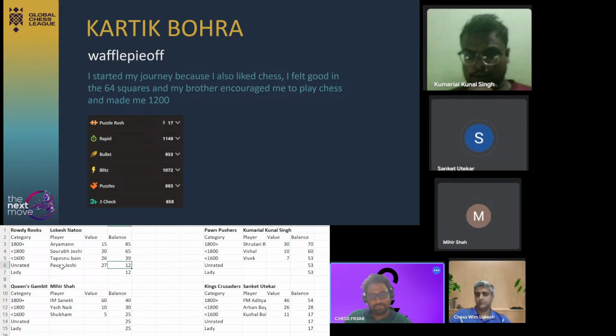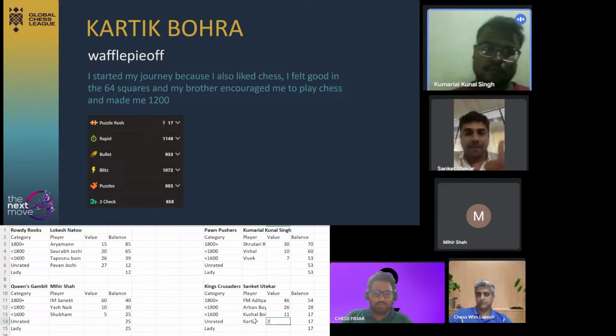Karthik Bora going twice, 2 points Kings Crusaders. And Karthik Bora, I am selling him off because I don't see any bids. Karthik Bora sold to the Kings Crusaders at 2 points. And Karthik Bora joins his brother Kushal in the team Kings Crusaders for only 2 points.